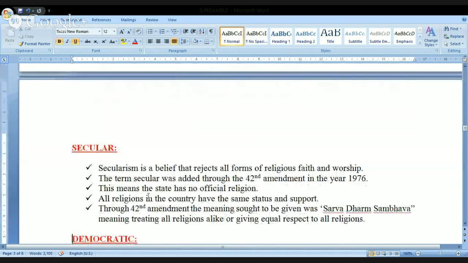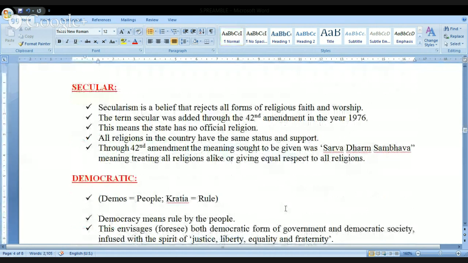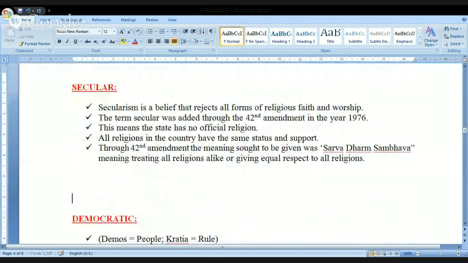So we are coming across another word that is called secular. We are using this word secular now. And I told you just now, the word secular has been added through the 42nd Amendment in the year 1976. India is secular, there is no doubt about this. But the word secular was not mentioned in the preamble in the beginning. That's the reason why the Indira Gandhi government made an attempt and successfully inserted this word secular in the preamble. And we know what the meaning of this is. It is nothing but giving equal respect to all the religions.